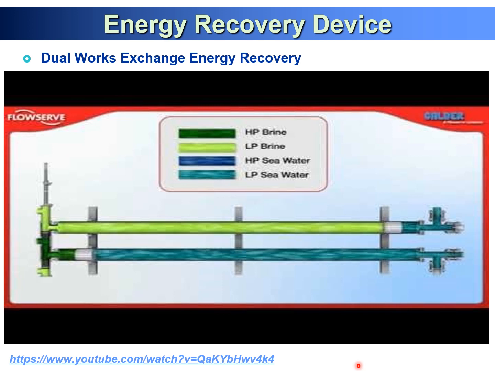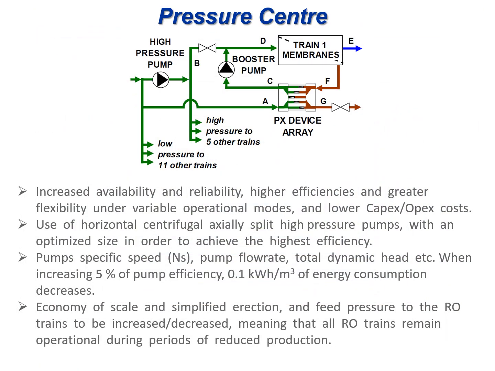So this is the way you absorb the high pressure from the brine, and then you can get a good energy recovery system. We can save energy from the pressure center concept. This is applied in the post desalination plant. You can see the high pressure pump, the train membrane module, and then the pressure exchanger, and then you can continuously operate this RO process.